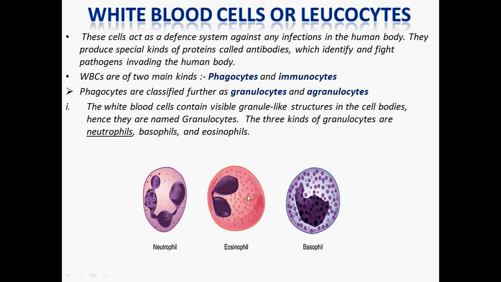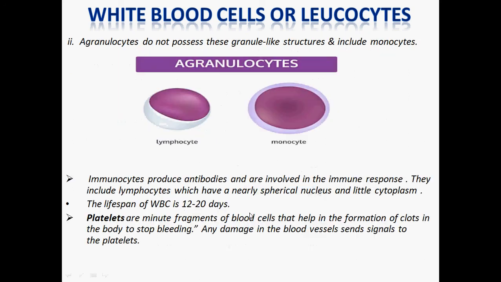Now the dot structures in this particular cell, you can see, can be considered as the granules. The agranulocytes do not possess these granule-like structures and include monocytes and lymphocytes. Because they do not contain any granules, they are considered agranulocytes. And they also have the important function of engulfing bacteria and cellular debris at the injured site.